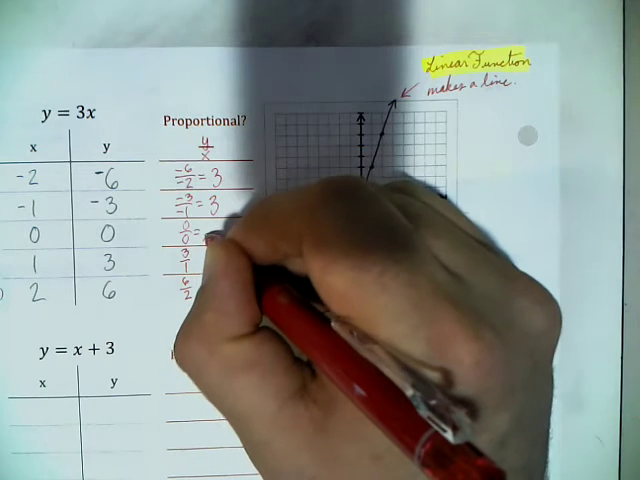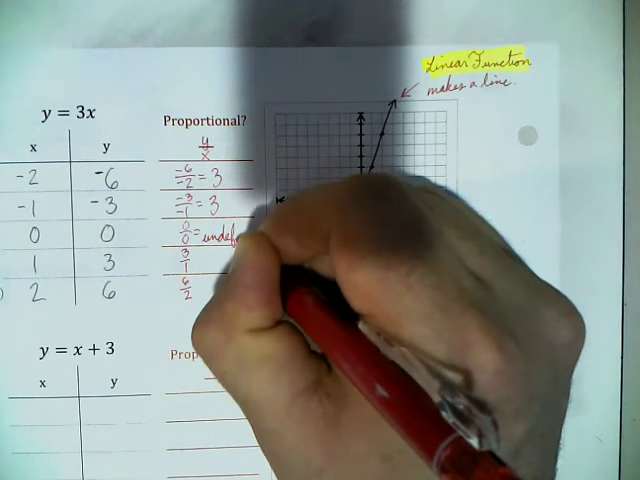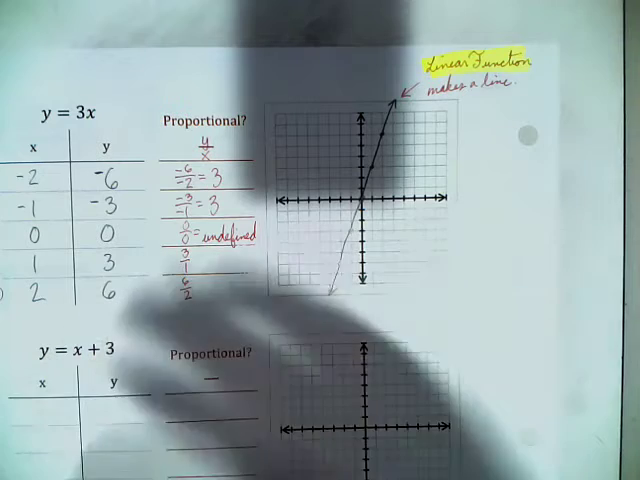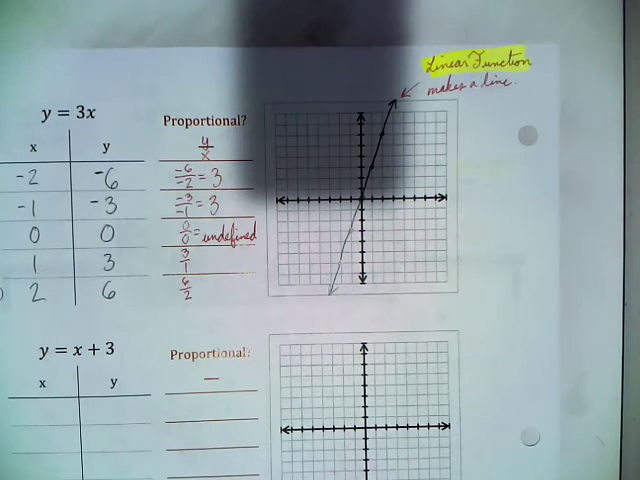0 over 0 is undefined, and we're not going to let that worry us. That's going to be a freebie. We're going to skip that. As long as everything else is equal, we're good. So you get a free pass for the undefined one.